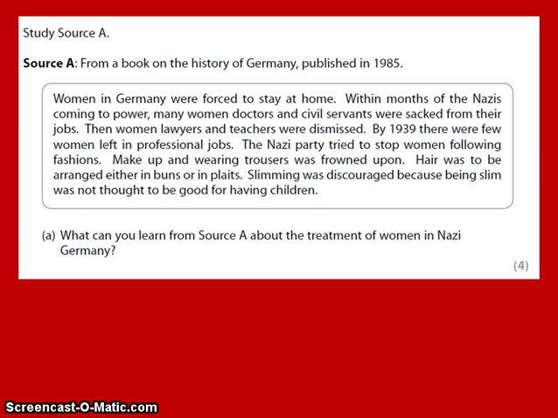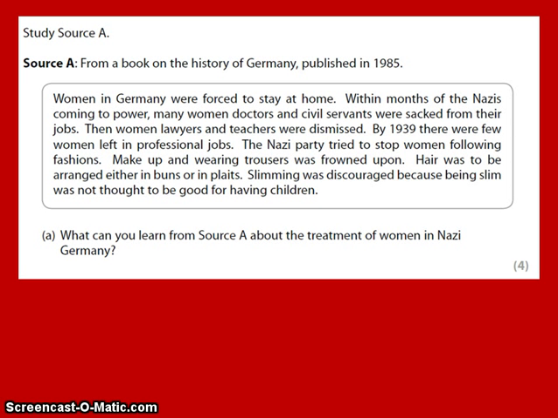So if we have a look at source A, it's from a book on the history of Germany published in 1985. Women in Germany were forced to stay at home. Within months of the Nazis coming to power, many women doctors and civil servants were sacked from their jobs. Then women lawyers and teachers were dismissed. By 1939, there were few women left in professional jobs.